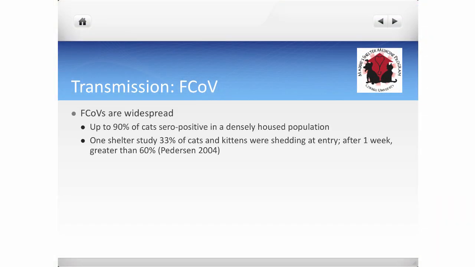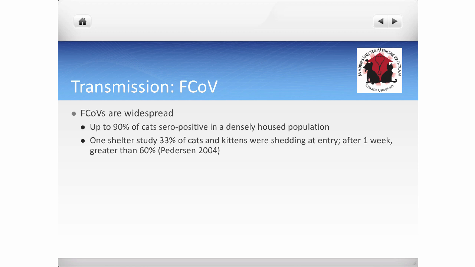So transmission of coronavirus, absolutely widespread. In a densely housed population, which is our nice terminology for overcrowded shelters, hoarding facilities, and kitten season, it is up to 90% of cats are seropositive. So reminding you, seropositive means they have had antibody responses to the coronavirus. They have been exposed. That doesn't mean they have active disease necessarily, but they've been exposed. Up to 90% in our densely housed populations.